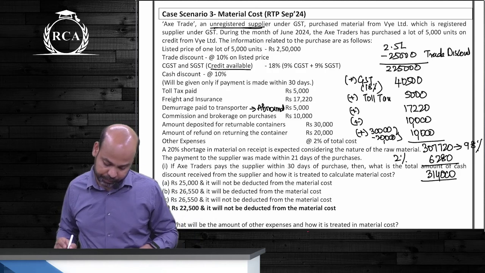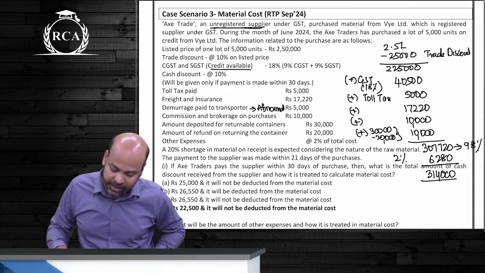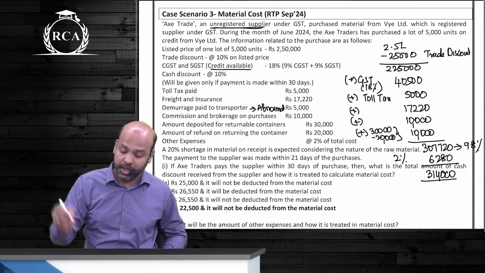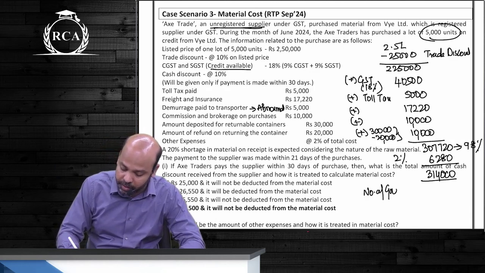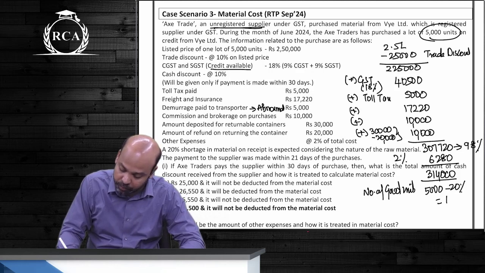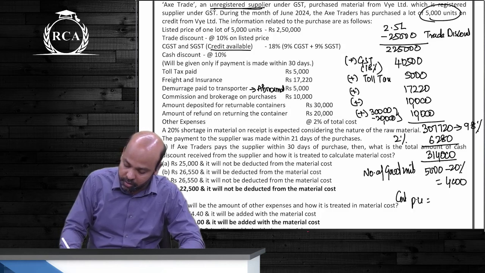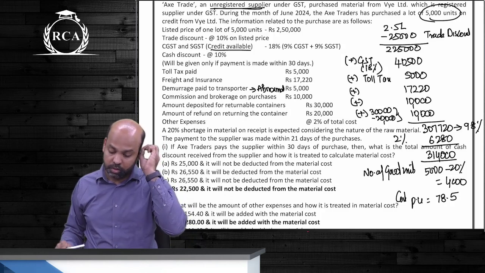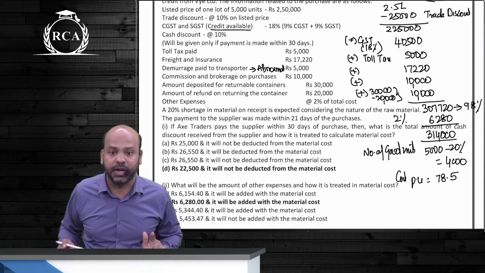3 lakh. A 20% shortage in material on receipt is expected considering the nature of raw material. How many units did you buy? 5,000. So the number of good units will become, 5,000 में से how much should I remove, guys? 20%. How much will this become? 4,000. What will be your cost per unit? 78.5. समझ में आ रहा है guys? Our cost per unit will become 78.5 rupees.